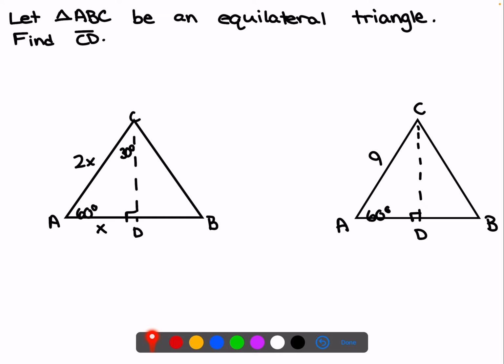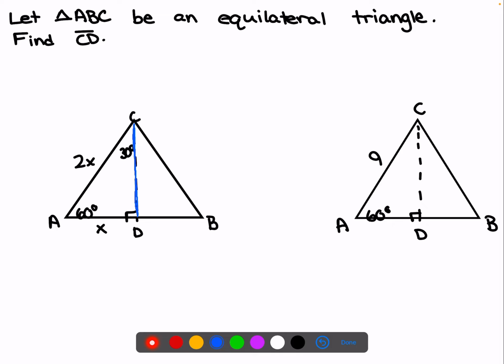So in these two triangles, we're going to let triangle ABC be an equilateral triangle. Find the side length of CD. Now, since this is equilateral, that means that each side length is the same. They're all 2x in length. Now, on top of that, we also have an altitude. CD is our altitude here.